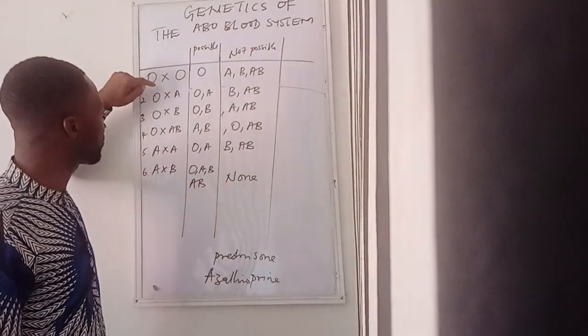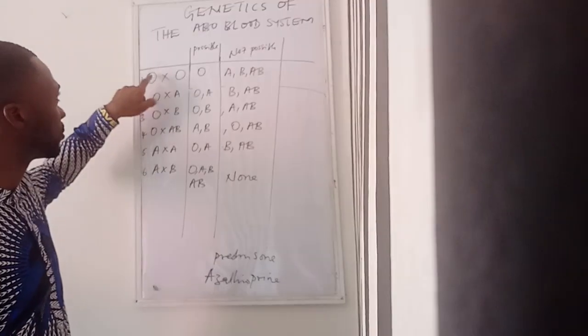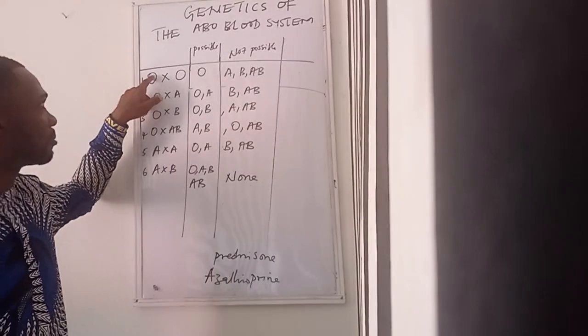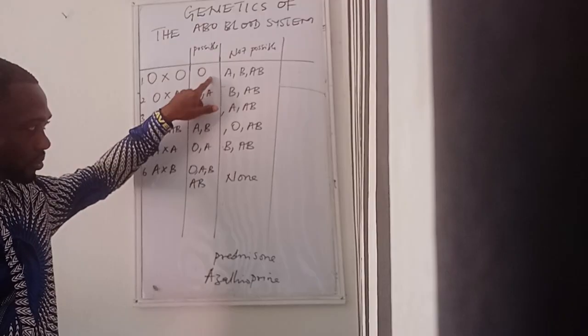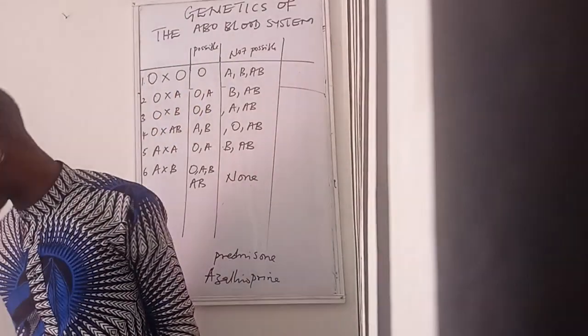So in this case now, we have O marrying O. That means the man is O marrying the woman that is O. Of course, they produce the O type.